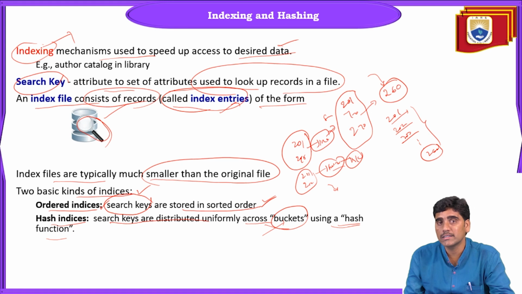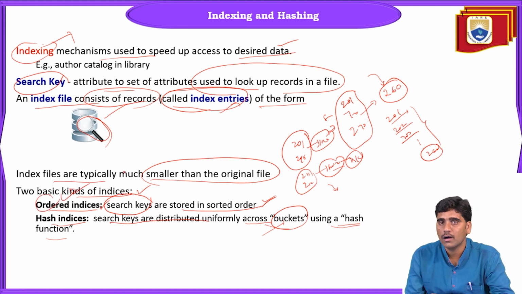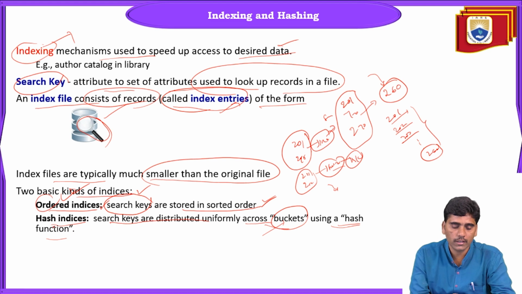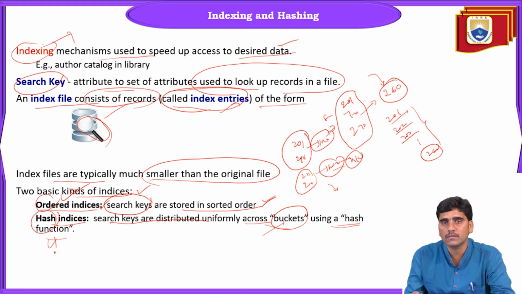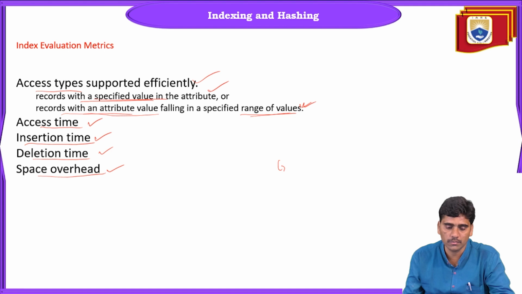Two basic kinds of indices are there. One is ordered indices, and the second one is hash indices. So on what basis are we going to use these index mechanisms?